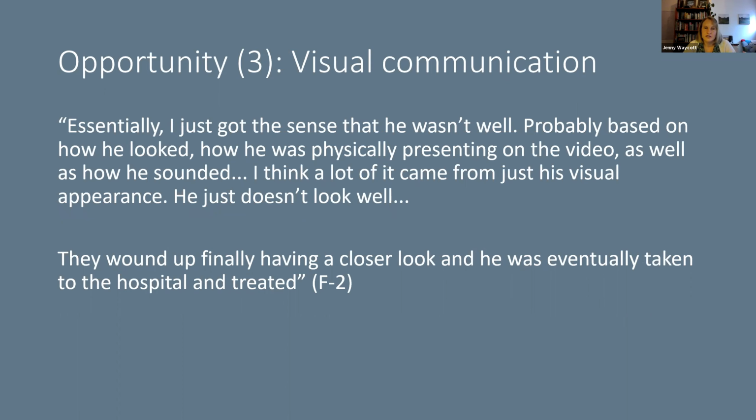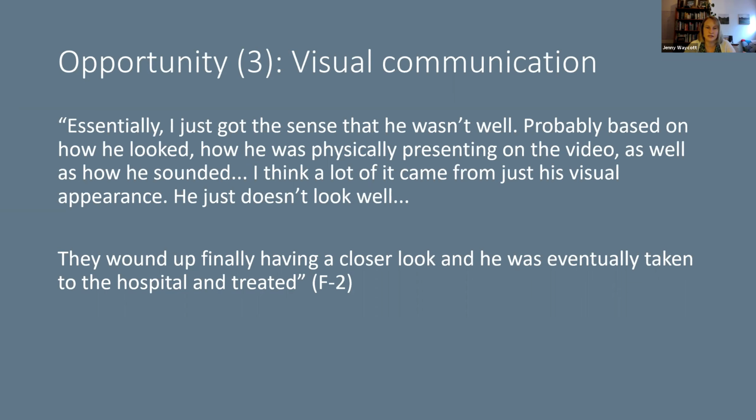There were some really interesting reflections on the value of the visual communication. Now, of course, in-person communication is visual, but what we had also is people comparing the video calls with audio phone calls. So adding that visual layer to the conversation and the impact that could have on what people noticed and the sense of reassurance about somebody's well-being or concern about their lack of well-being.